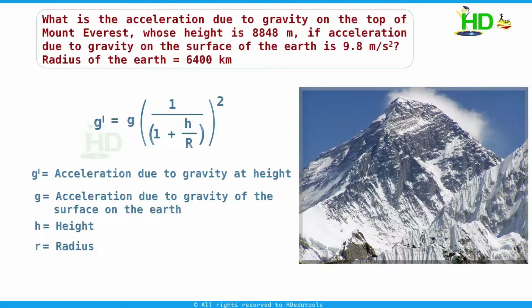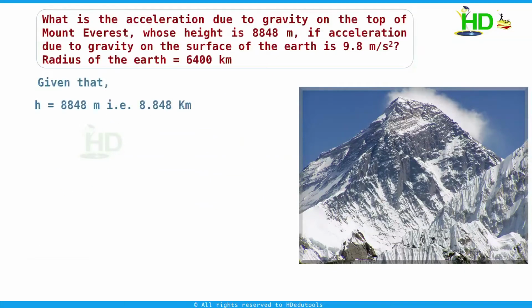8,848 meters. If we compare the value of h with the radius of the Earth, h is 8,848 meter, that is 8.848 kilometer, and the radius of Earth is 6,400 kilometer. Since h is very small compared to r, (1 plus h by r) whole square to the power of minus 1 can be written as 1 minus 2h by r using binomial theorem, neglecting the higher powers. Therefore, the acceleration due to gravity at height h, g prime, is g into (1 minus 2h by r), and this is valid when h is small.